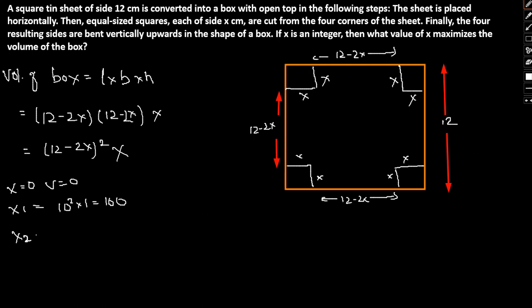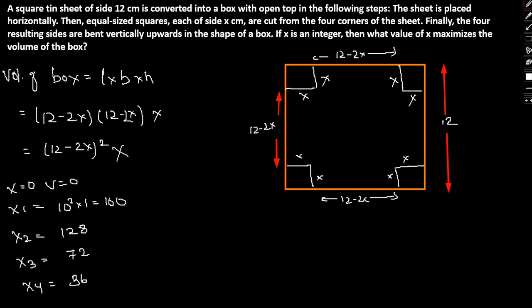For x equal to 2, 12 minus 4 is 8, 8 squared is 64, and 64 into 2 is 128. For x equal to 3, 12 minus 6 is 6, 6 squared is 36, and 36 into 3 is 108. For x equal to 4, 12 minus 8 is 4, 4 squared is 16, and 16 into 4 is 64. The value keeps on decreasing.